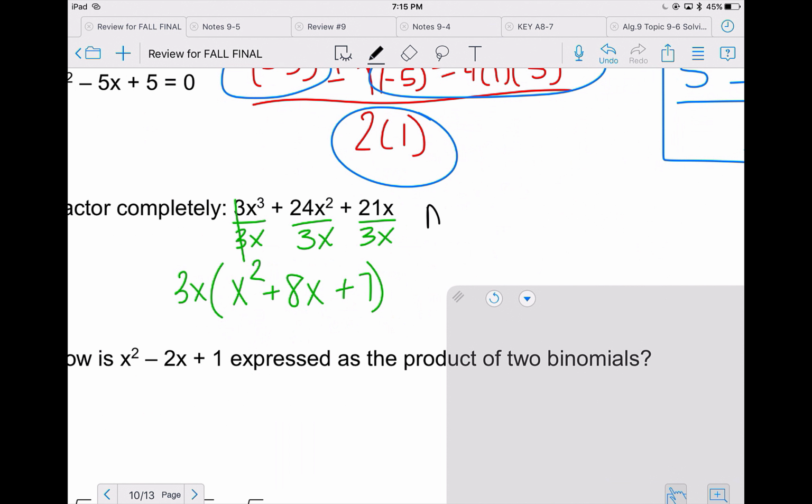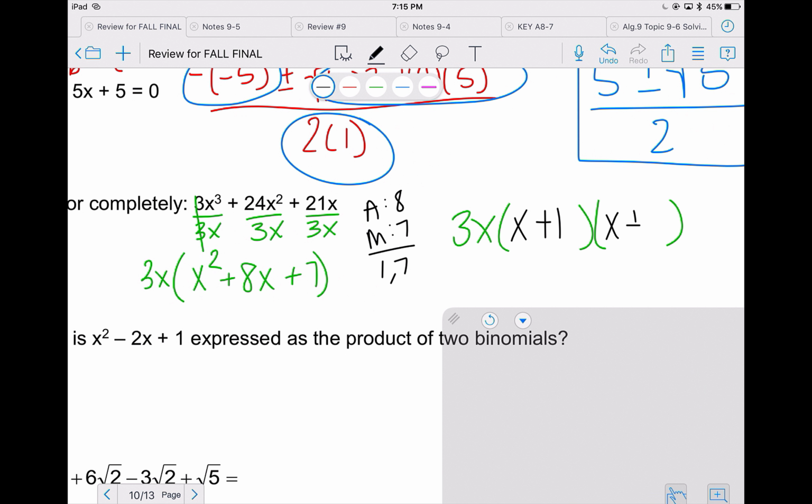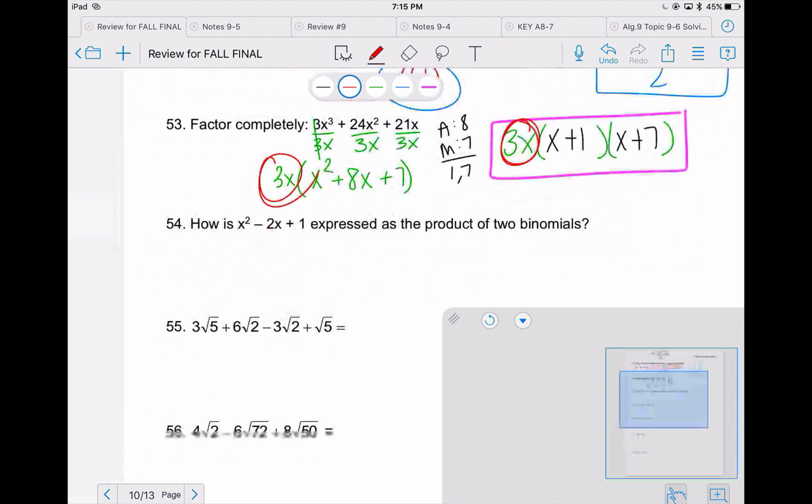So I'm looking for something that adds up to 8, multiplies to 7. Well, multiples of 7 are 1 and 7, and 1 plus 7 would equal 8. So I have the 3x that was in front, and my factors are a positive 1 and a positive 7. So that is as far as I can factor them. Remember that you must put this 3x in front because you took it out.